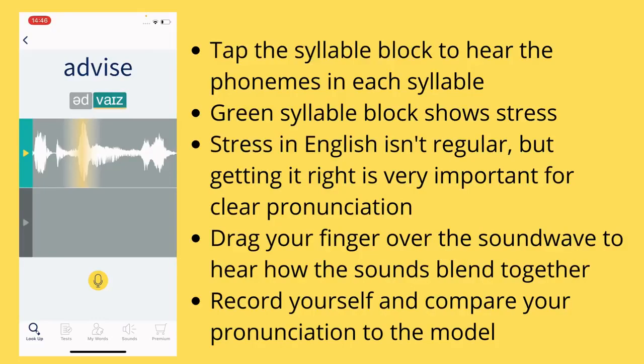Advise. And you can tap those syllable blocks to hear the phonemes which are in each of those syllables. The stress placement in English isn't regular, so seeing the stressed syllable clearly here is really helpful, and getting that stress right in the word makes it much easier for people to understand you. To hear the whole word, just tap the yellow play button on the left.